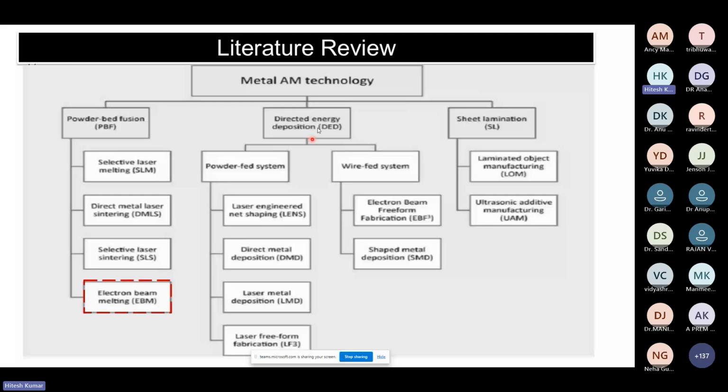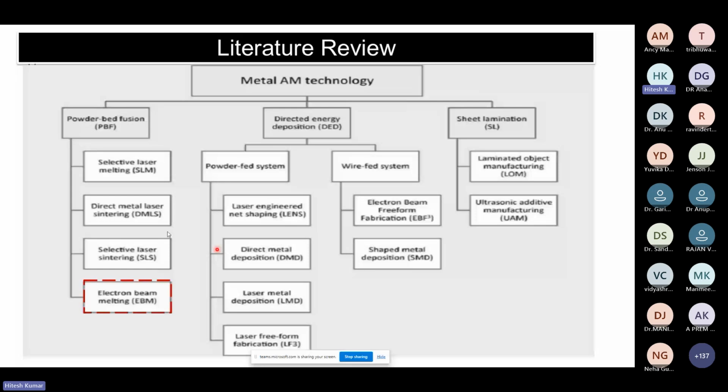In metal additive manufacturing, there is powder bed fusion, direct energy deposition, and sheet lamination. In this paper, I'm just showing you the electron beam. Other than that, I also worked on the wire feed and powder feed systems during my other works, as well as SLM, selective laser melting. In this one, I'm just working on EBM, and I'm showing you the EBM.